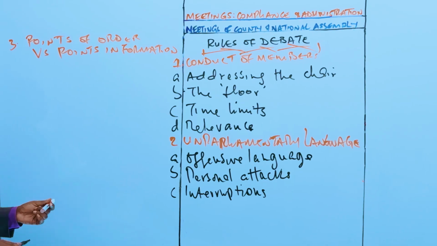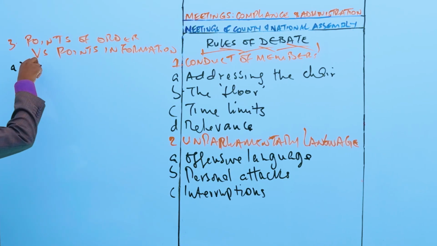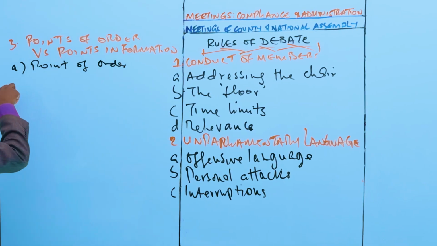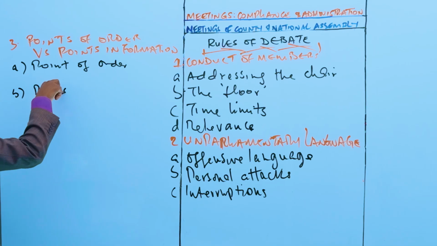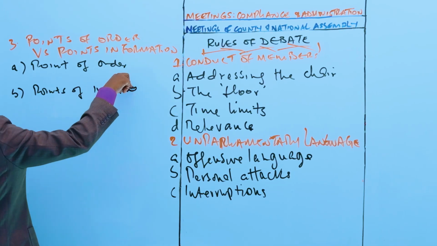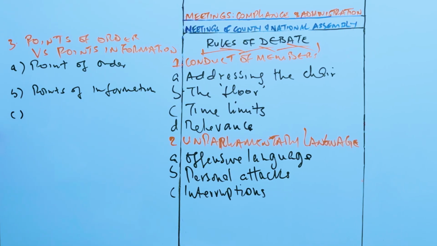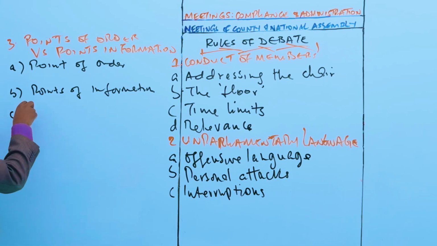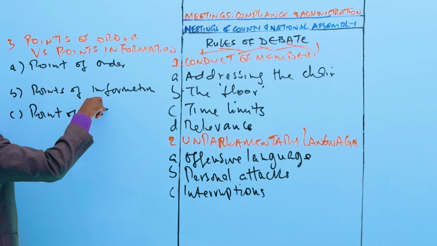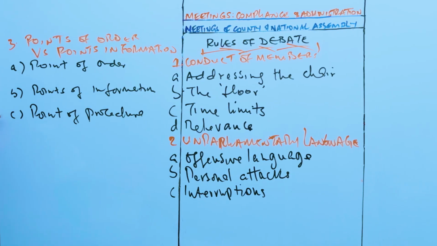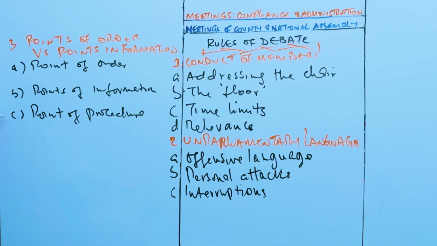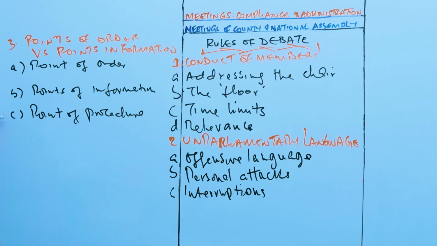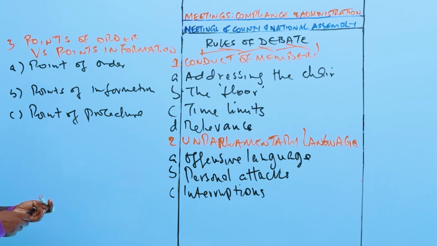So we have points of order, then points of information, and then of course there is what we call the point of procedure. A point of procedure, candidates, is used to ask for guidance on how the House should proceed on a specific matter. That is also a very important point when it comes to the rules of debate.